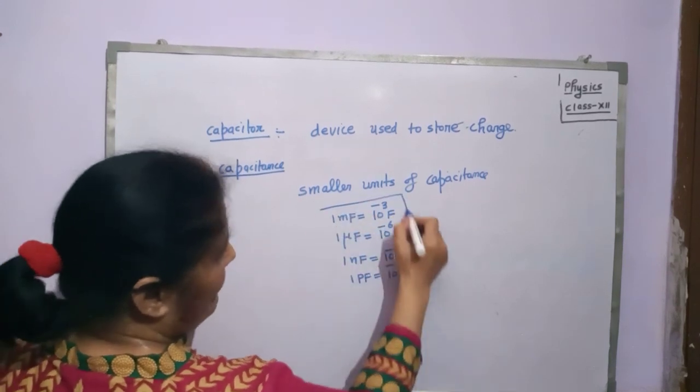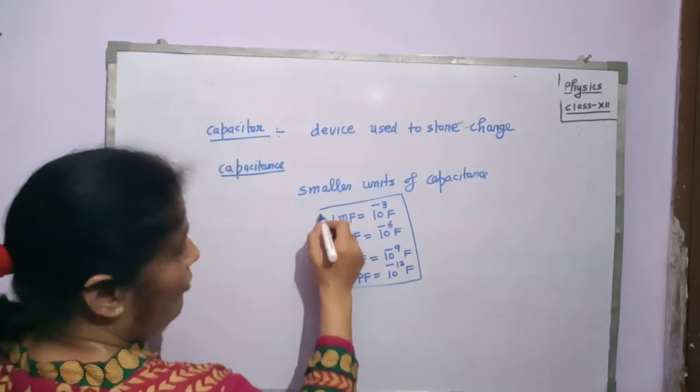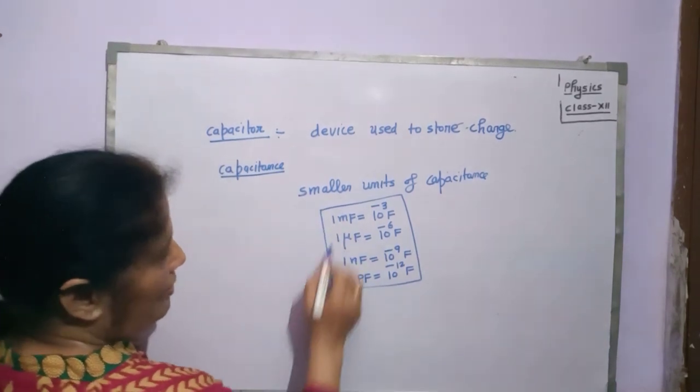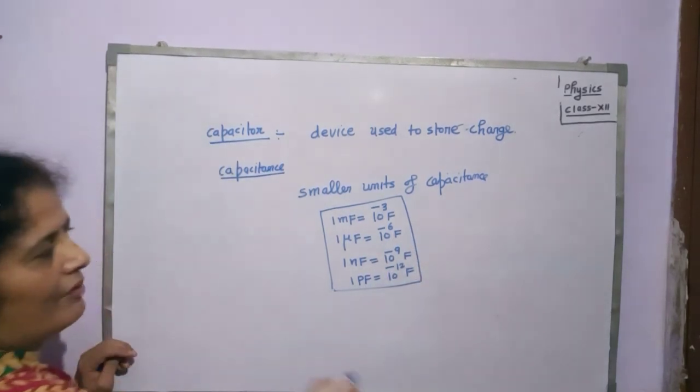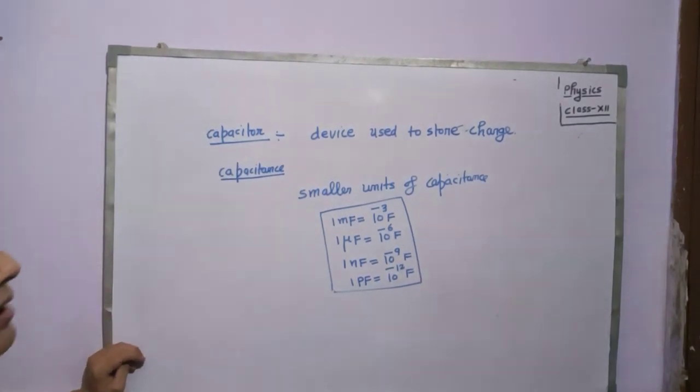This is very important in examination. You have to convert the smaller units into SI units, then substitute in the formula to get the answer.